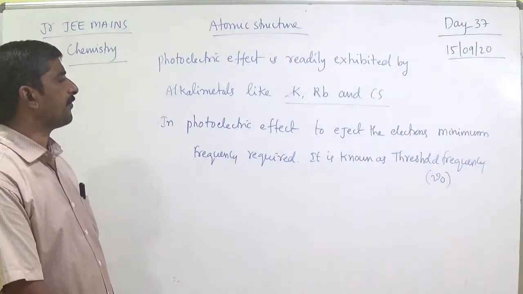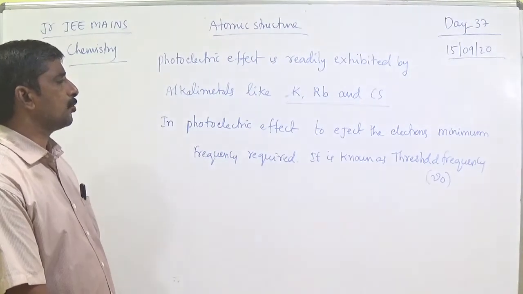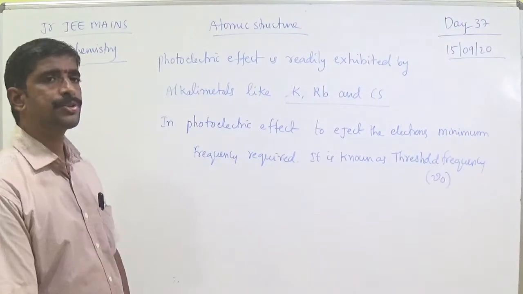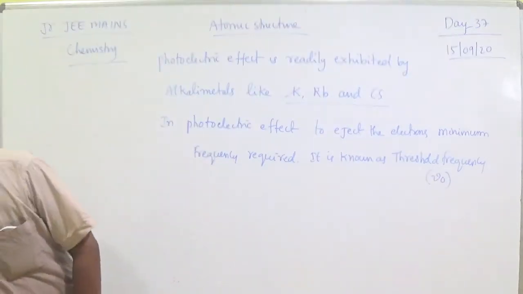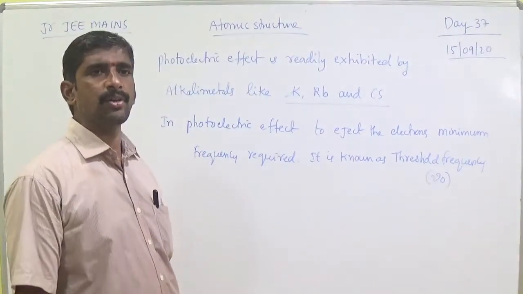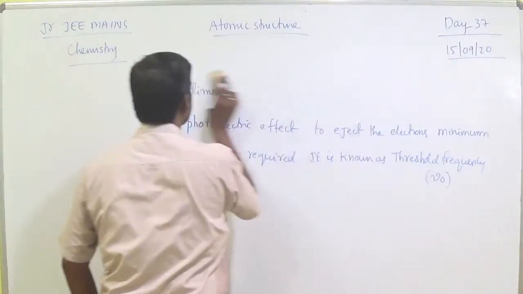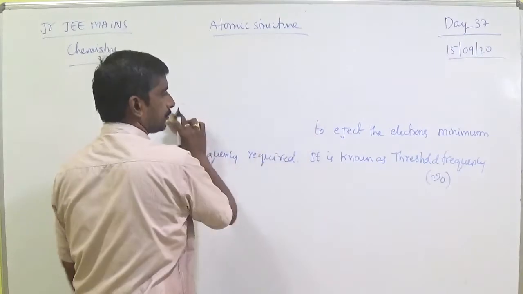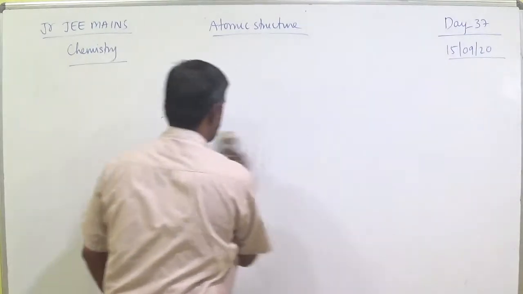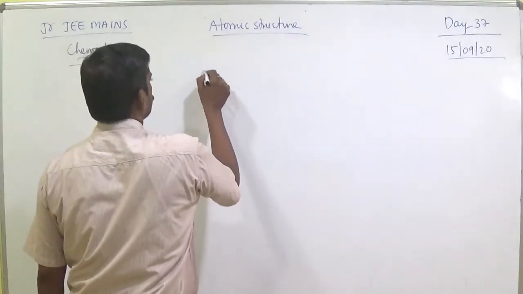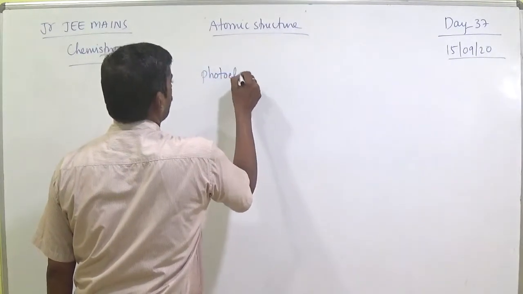In the photoelectric effect, the minimum frequency required to eject the electrons is known as the threshold frequency. Simply, for the photoelectric effect, I will give one equation.